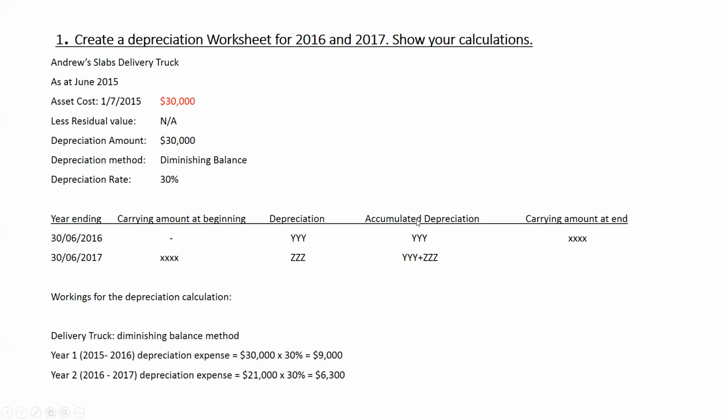Yes, and the accumulated depreciation will be 3,000, because this is exactly the same amount as the depreciation and accumulated depreciation. And then we need to minus the accumulated depreciation from the carrying amount. So this would be the amount at the end. Easy, not difficult. And this amount I've written as 4x, right?